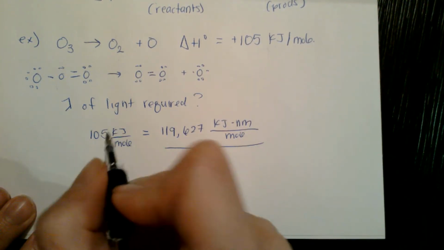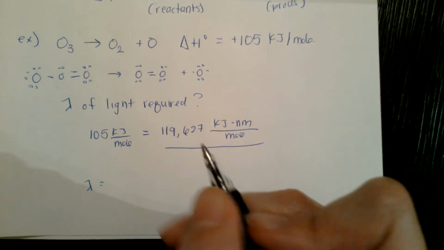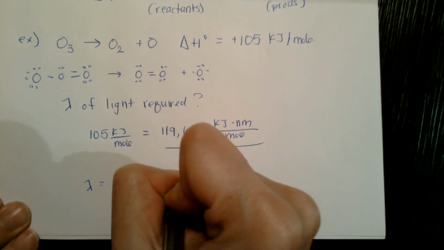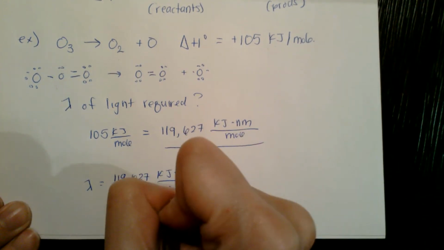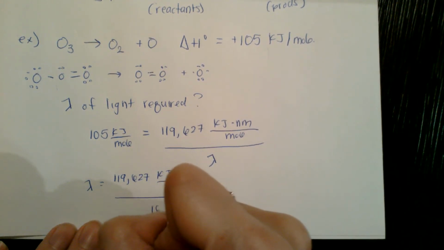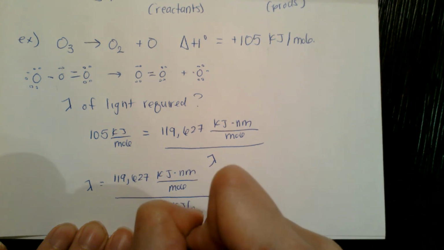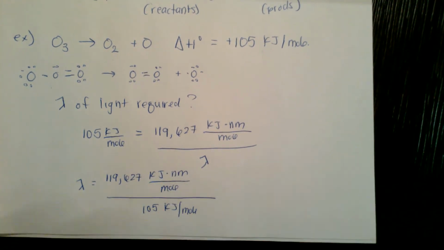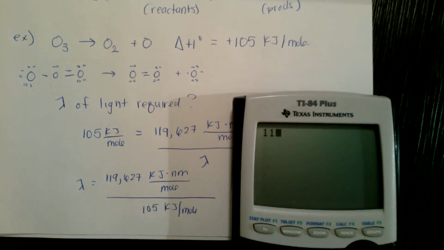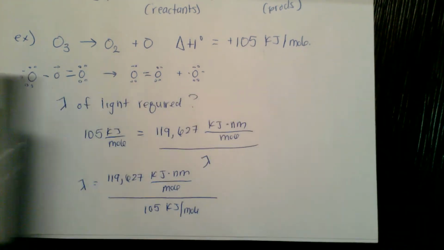So the wavelength is equal to 119,627 kilojoules nanometers per mole divided by 105 kilojoules per mole. If we put this in our calculators, 119,627 divided by 105, we get 1,139.